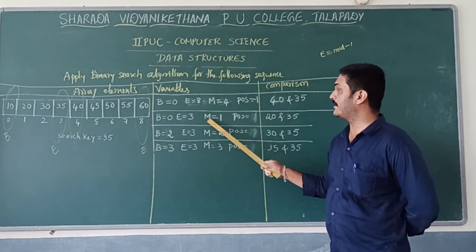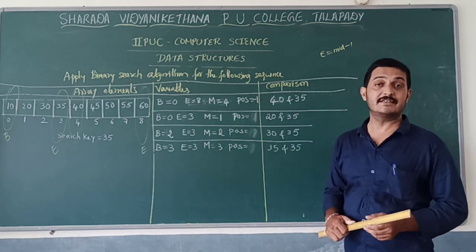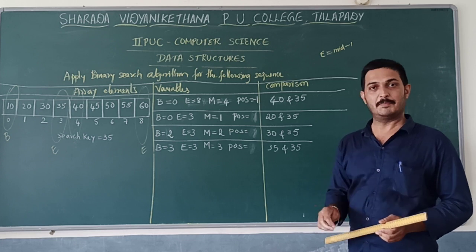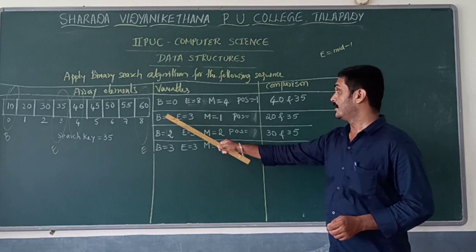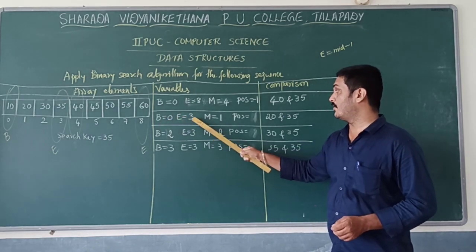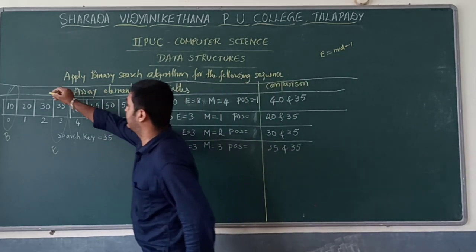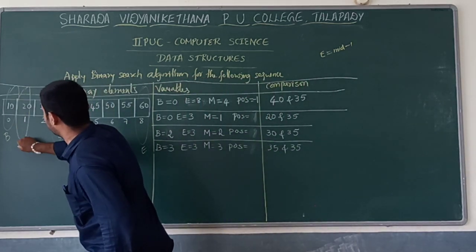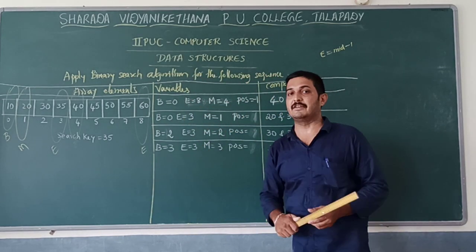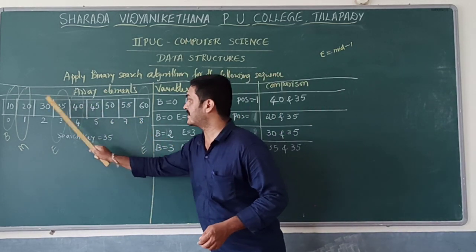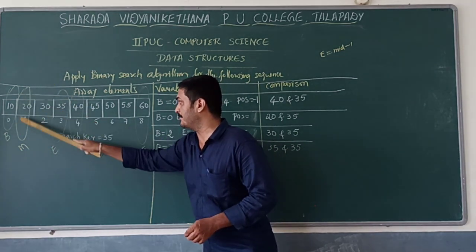How do we find the mid location? 0 plus 3 divided by 2 gives 1.5. The fraction part is not required, so we take 1 only. So B equals 0, E equals 3, and M equals 1. Here it is the center element, now the middle. So 20 is compared with 35, and again we divide into beginning, end and middle.